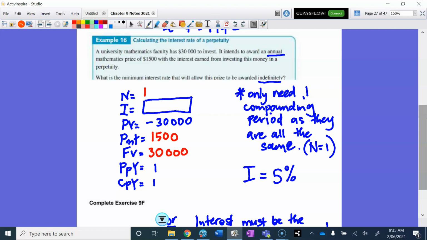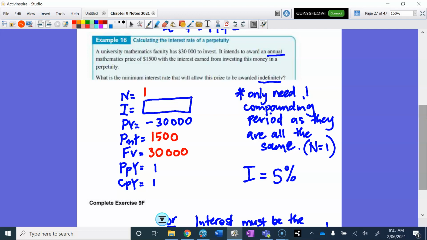Okay, so what's the minimum investment rate that will allow this prize to be awarded indefinitely? As soon as you see "indefinitely", if it doesn't say the word perpetuity somewhere else, which I can see that it does, that indefinitely should be a hint that this is a perpetuity investment. It's got to last forever.